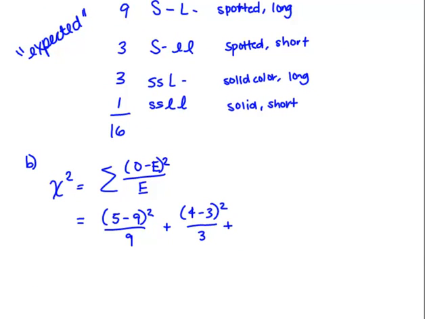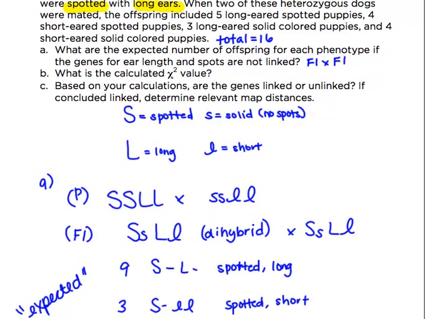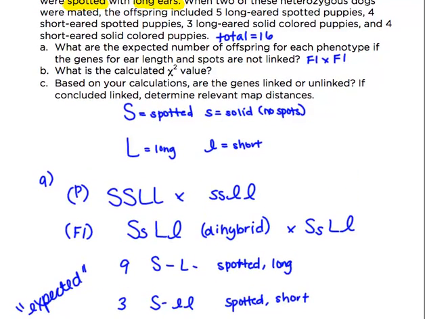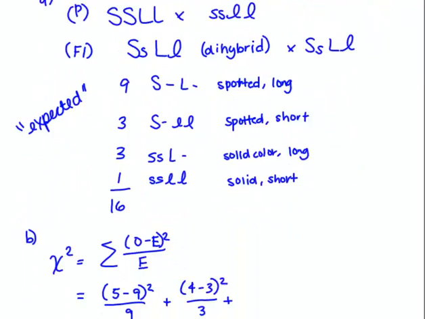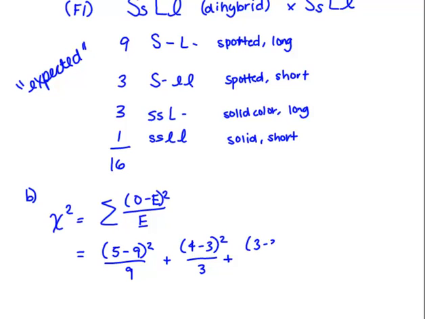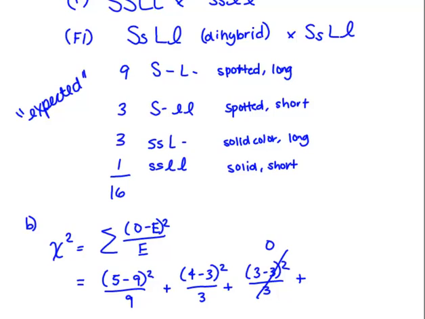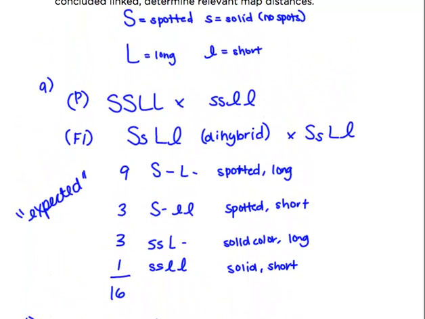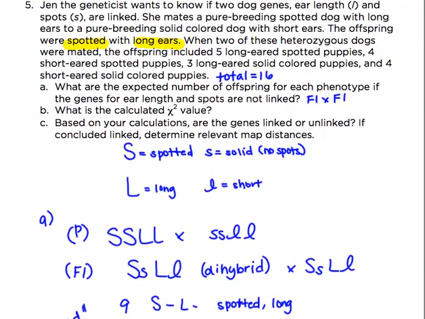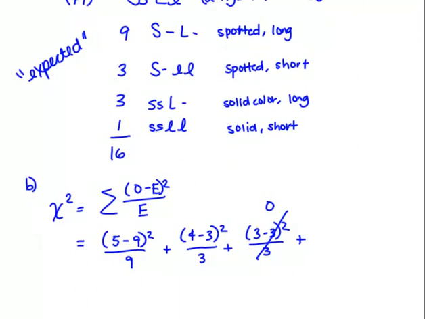For a solid color dog with long ears, we expected 3, and we saw 3. Again, we know this term is going to turn into 0 because 3 minus 3 is 0. And for the last, solid color with short-eared, we expected 1, and we saw 4. So 4 minus 1 squared over 1. So let's do these calculations.